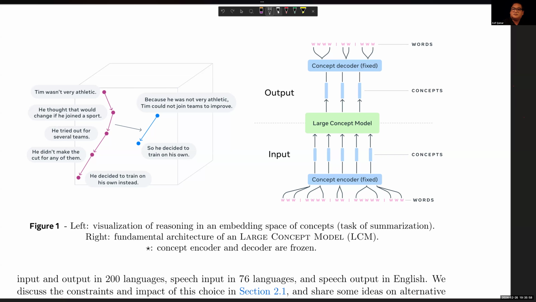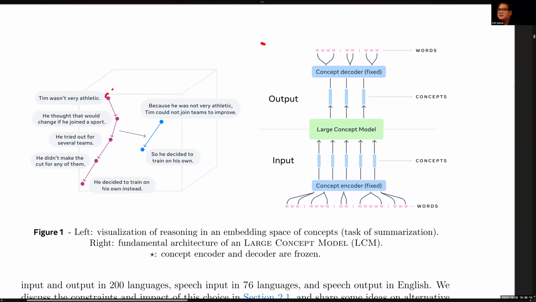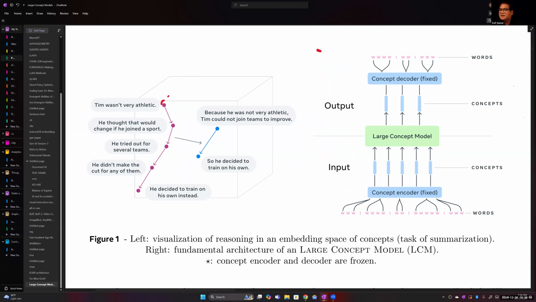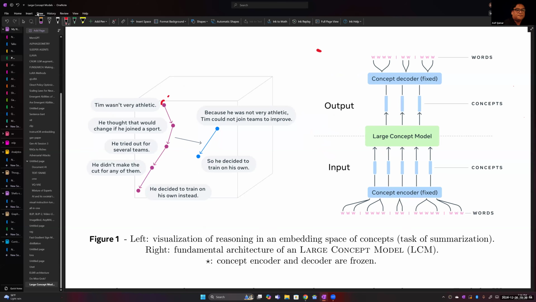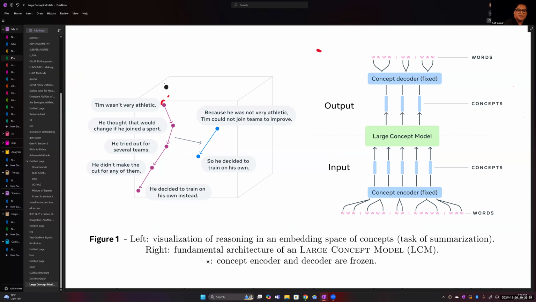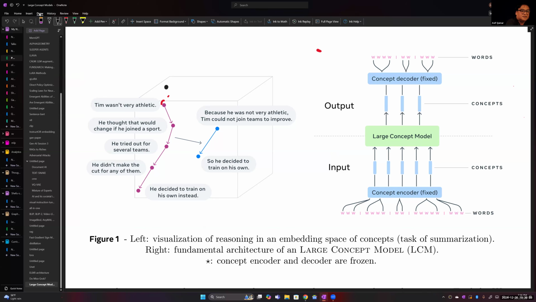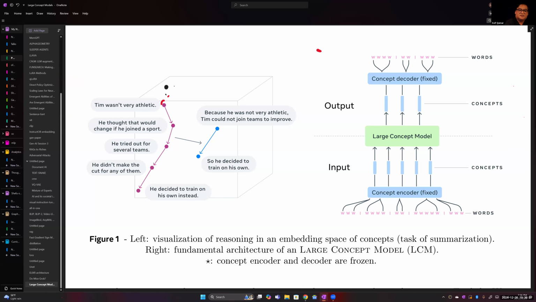Why am I not able to? Okay, let me see why I'm not able to draw. All right, and yes, black. Okay, and one more second. Sorry, apologize. All right, so this is better.